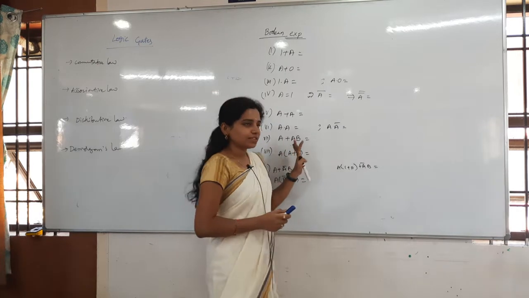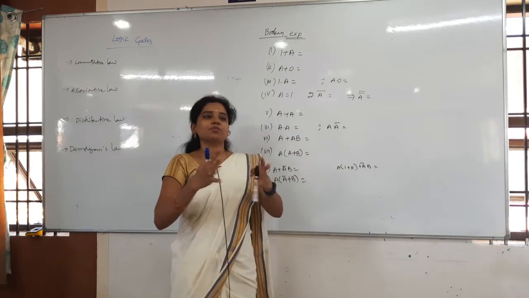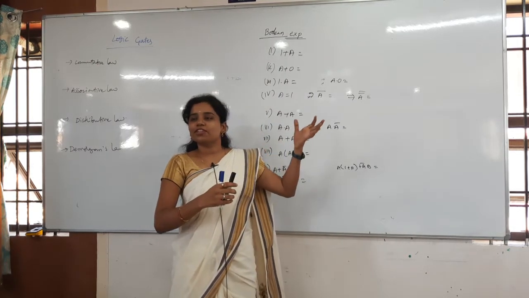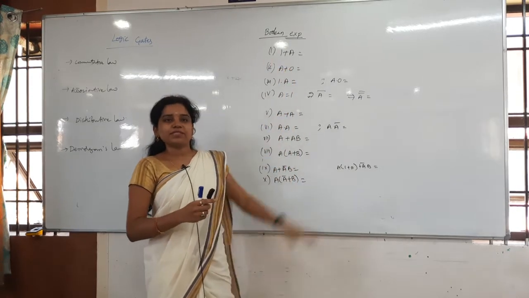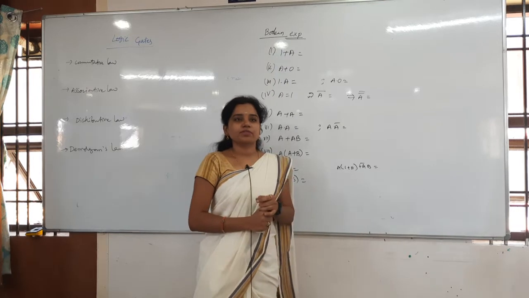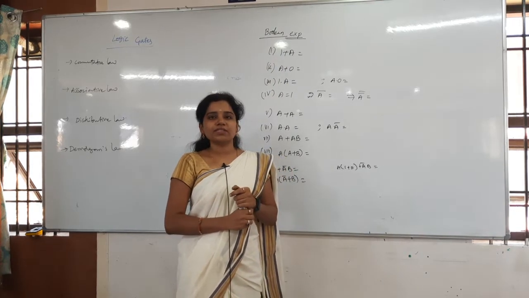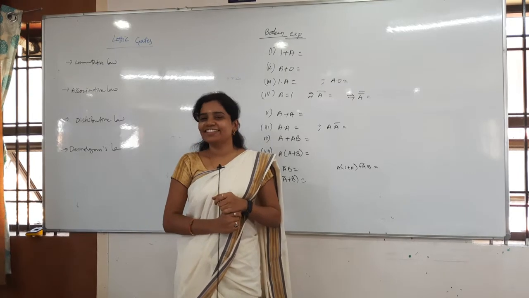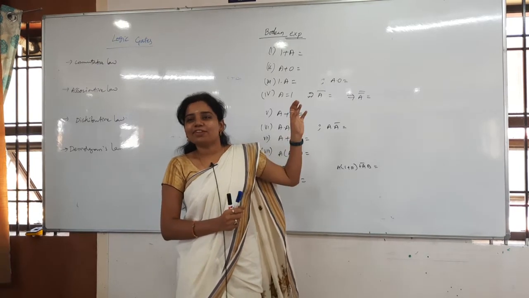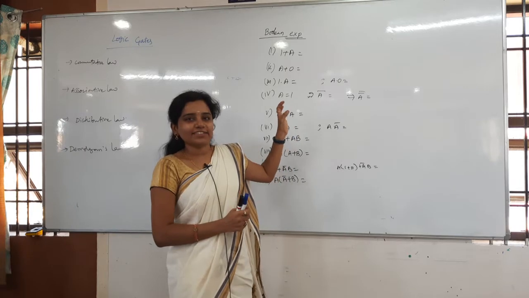Everything is very easy. This logic gates is a small-kids concept only, so everything will be very easy. So here, 1 plus A will be how much? 1 plus A is how much? What is 1 plus A? 1 or A?